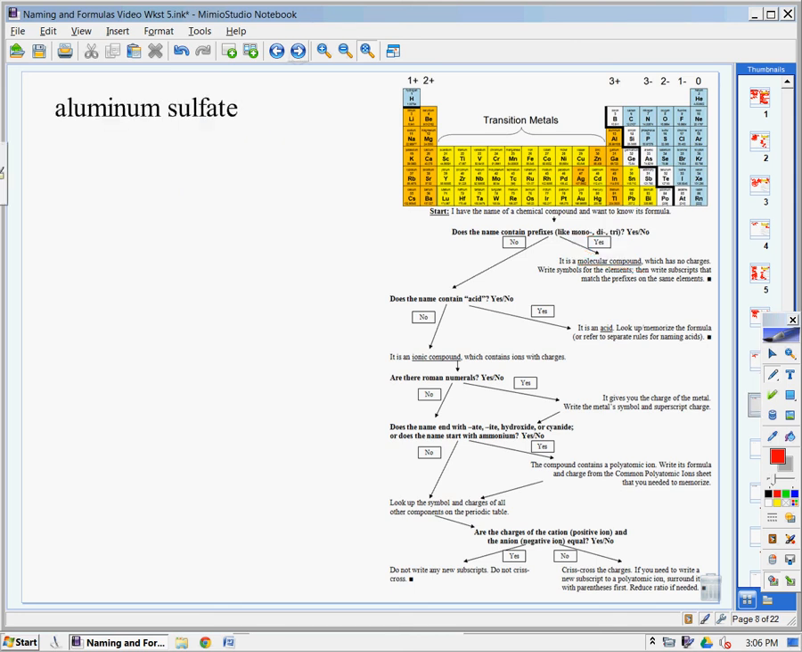Aluminum sulfate. Let's go down the list. No prefixes, not an acid, so therefore it's ionic. Are there Roman numerals? No. Does the name end with ate, ite, hydroxide, or cyanide, or does the name start with ammonium? Why, yes, it does. It ends with sulfate, ate. That means we have to look up the common polyatomic ion. Sulfate is SO4 2-, right?